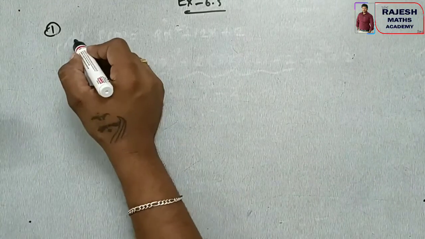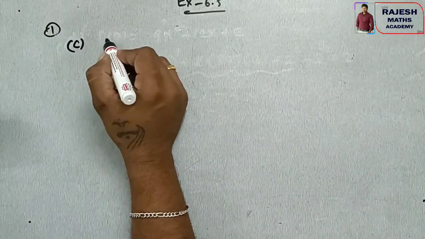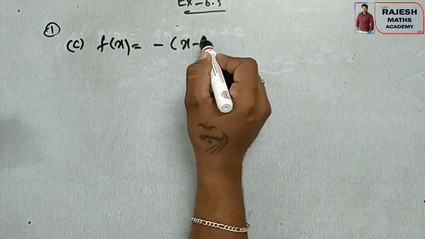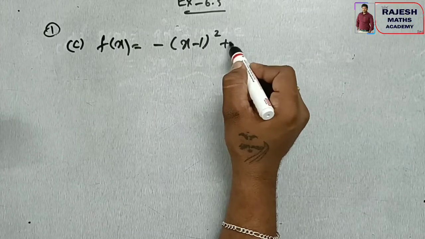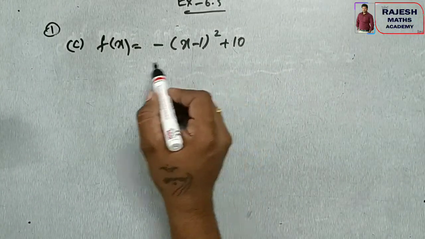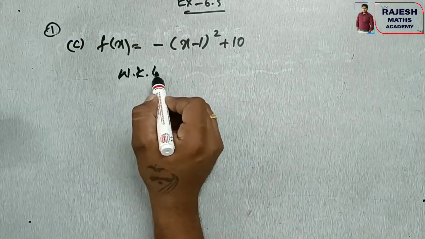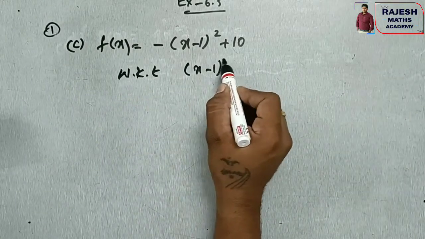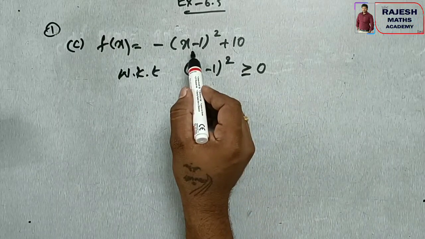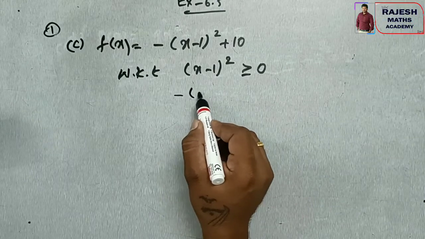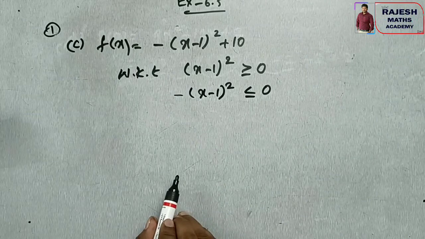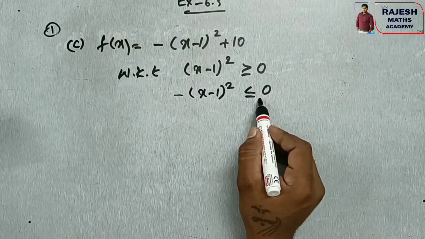Next question, question C. What is given? f of x equal to minus of (x minus 1) whole square plus 10. Now we know that (x minus 1) whole square is greater than or equal to 0. I need minus of (x minus 1) whole square, so I am multiplying by minus on both sides. Multiplying by minus means the inequality will reverse. So minus of (x minus 1) whole square is less than or equal to 0.